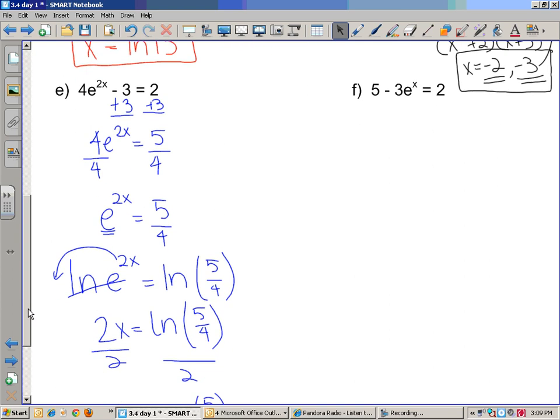And so we have the same issue here. So we're going to move the 3 over, and I'm going to move the 2 over. So I get 3 is equal to 3e to the x. Divide both sides by 3. I get 1 is equal to e to the x.